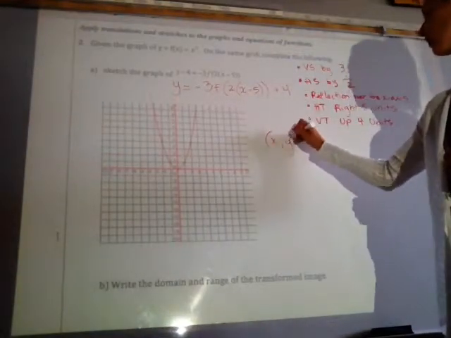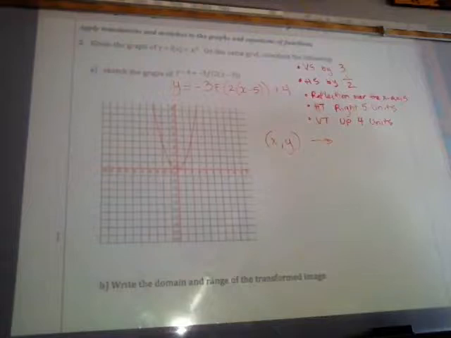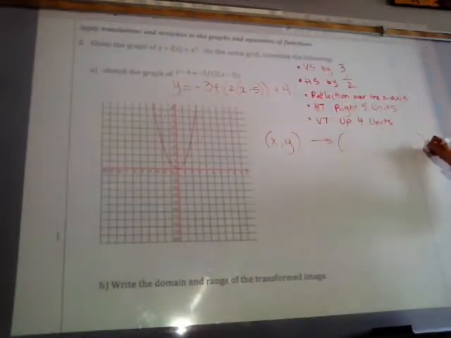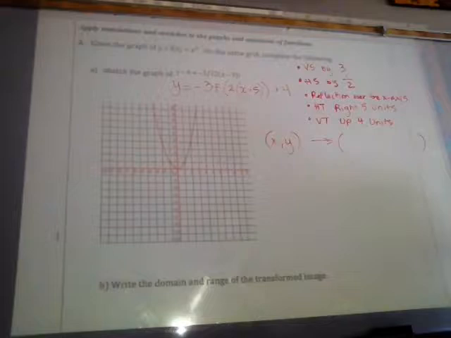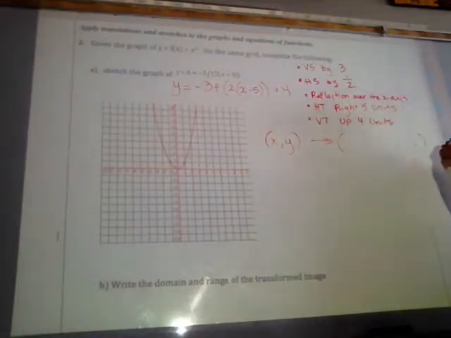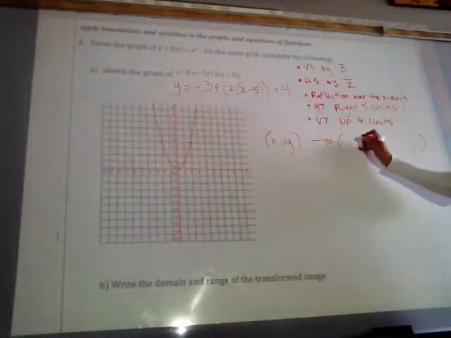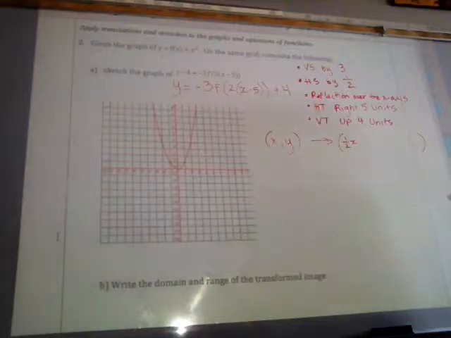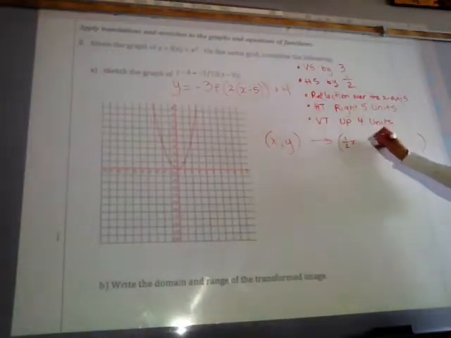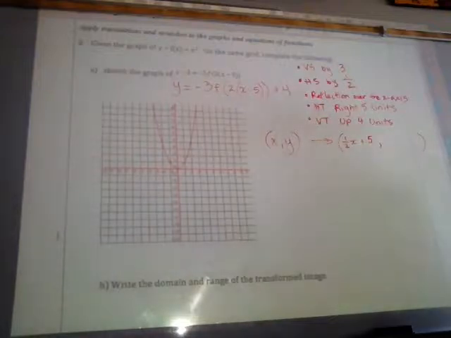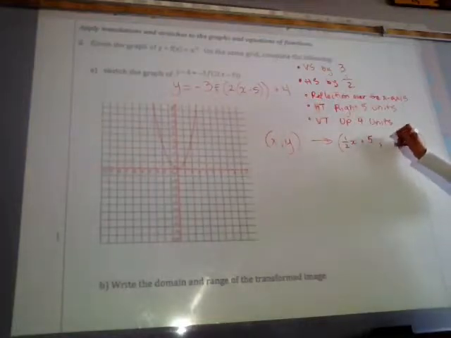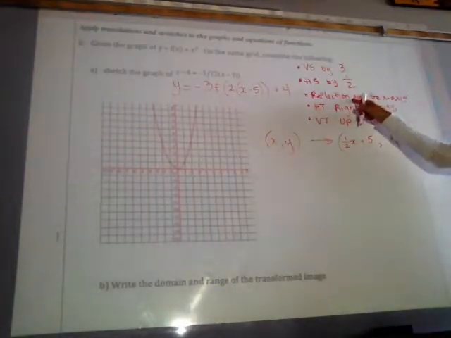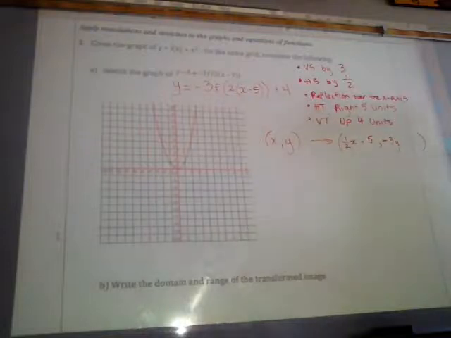So now that we've noted all the transformations, x, y will move to, or transform to. Okay, let's look at all the things that are happening to the x. We have a horizontal stretch by 1/2, and we have a horizontal translation 5 units to the right. Okay, so x is going to be stretched by 1/2, and if we're moving right, that means we have to add 5 units. Vertically, we have a vertical stretch by 3. We're reflecting over the x-axis, so this needs to be a negative. And we're moving up 4 units.